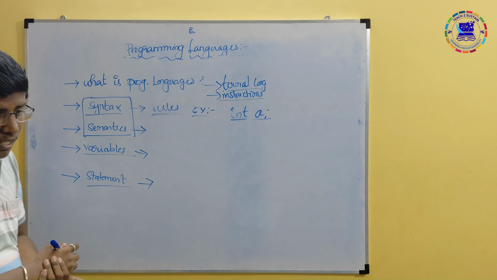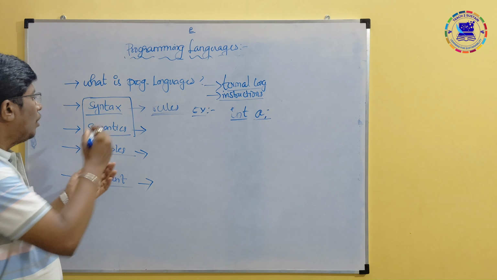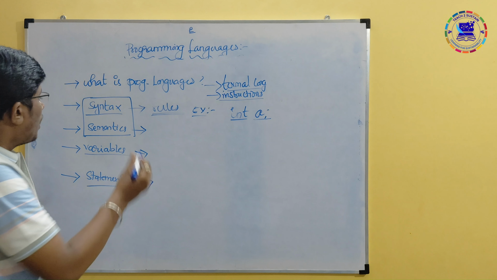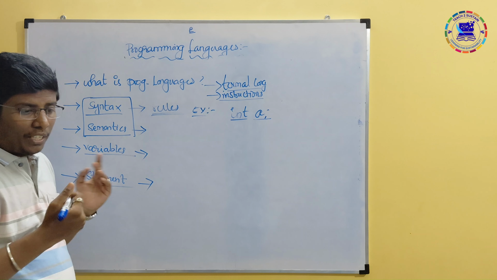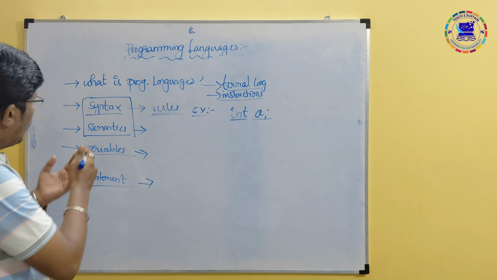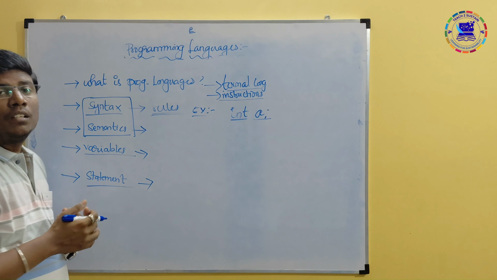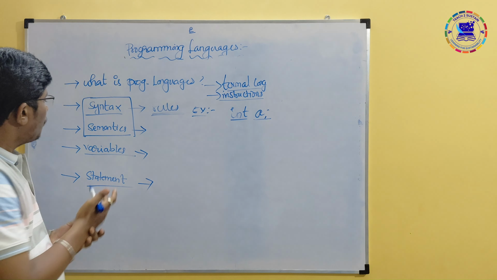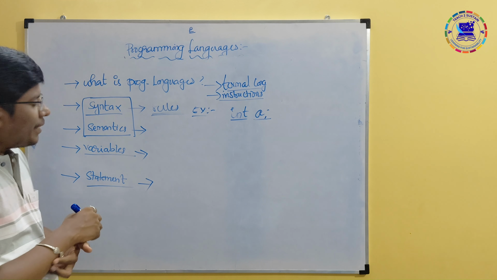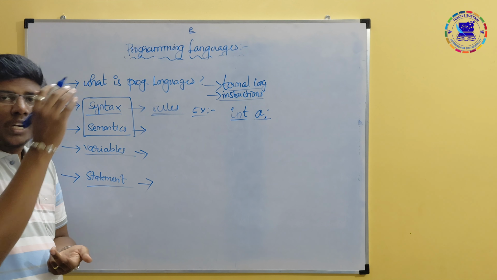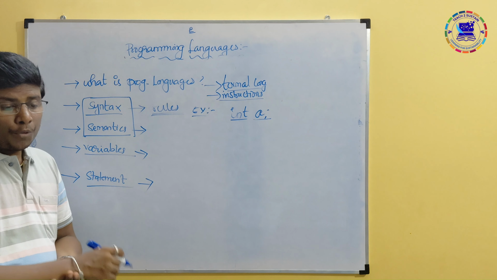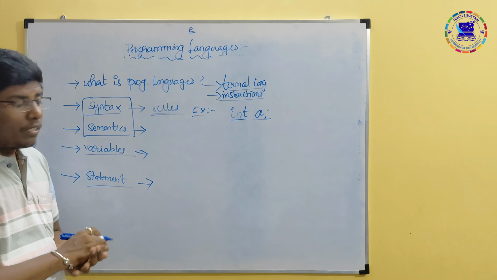Now we'll see the difference between syntax and semantics. Syntax is a rule for writing code. Semantics is the meaning of the code written. Syntax is the grammar of the language and semantics is the behavior of the program. Syntax is checked by the compiler or interpreter, while semantics determines the program output. A syntax error stops the program execution, and a semantic error produces incorrect results.